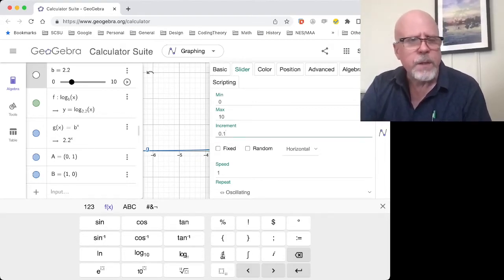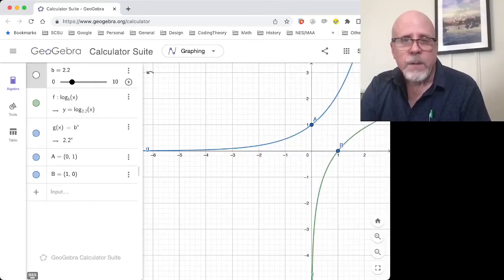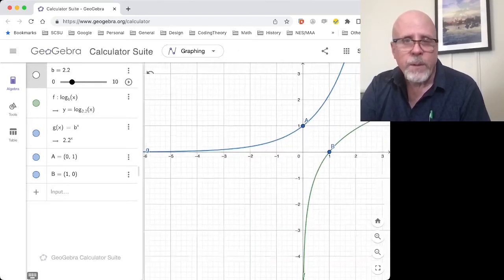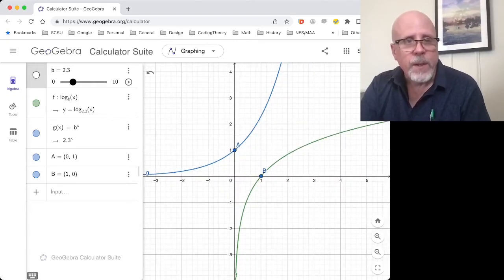I don't know if I needed to hit enter on that, but notice how the settings have changed over here on the slider now. The smallest value is 0, the biggest value is 10. I'm going to kill out this properties window, and now we'll play with the b.